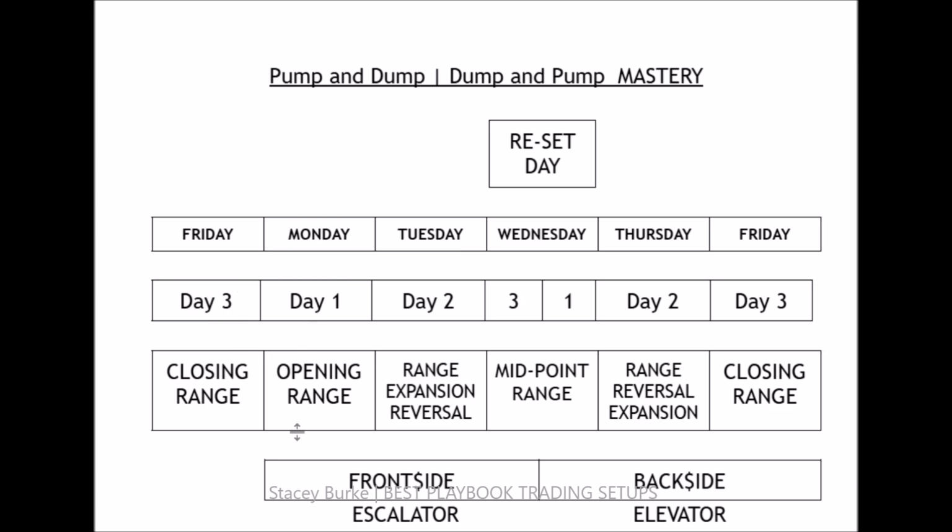Day 1 in a new week. Day 2 typically expands the range on the front side. Day 3, Wednesday, also resets at the midpoint range, heading into the back side of the week. Day 2 typically looking for either monkey hammer range reversals, or in trending markets, we can look for range expansion opportunities. And then, of course, Friday, day 3 again on the backside, looking at escalator front side, elevator backside.